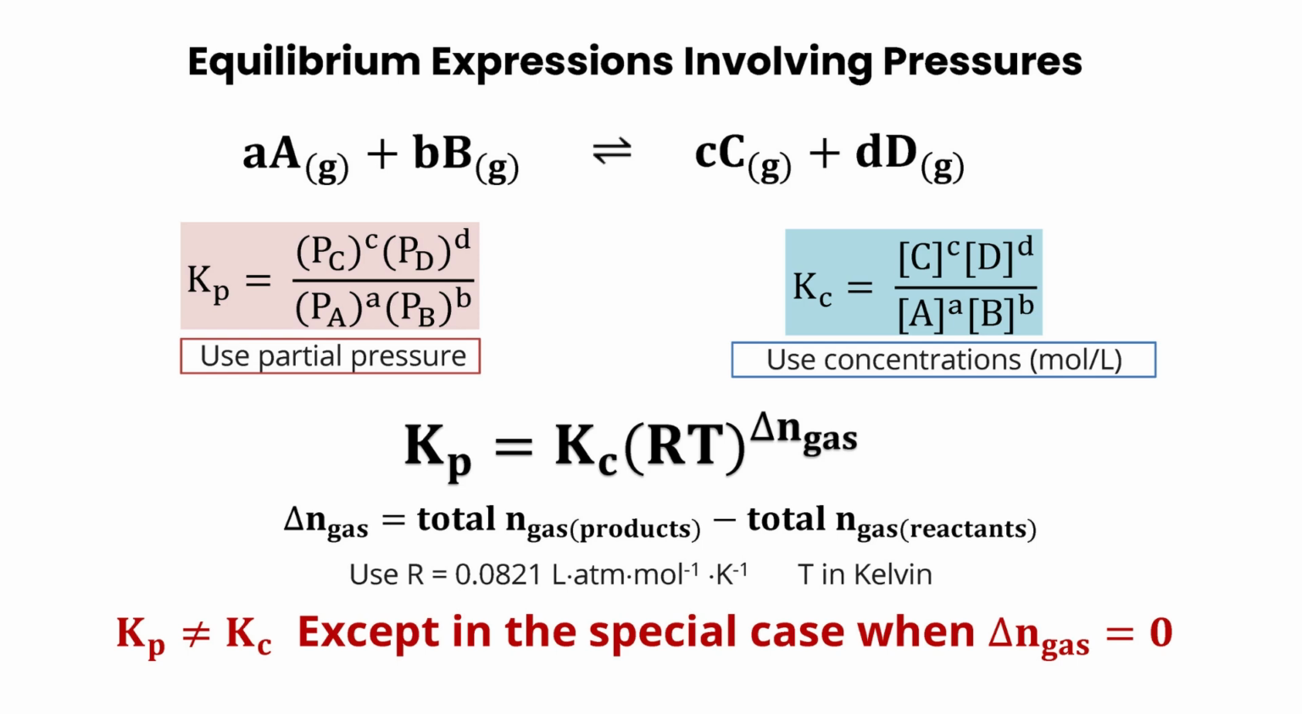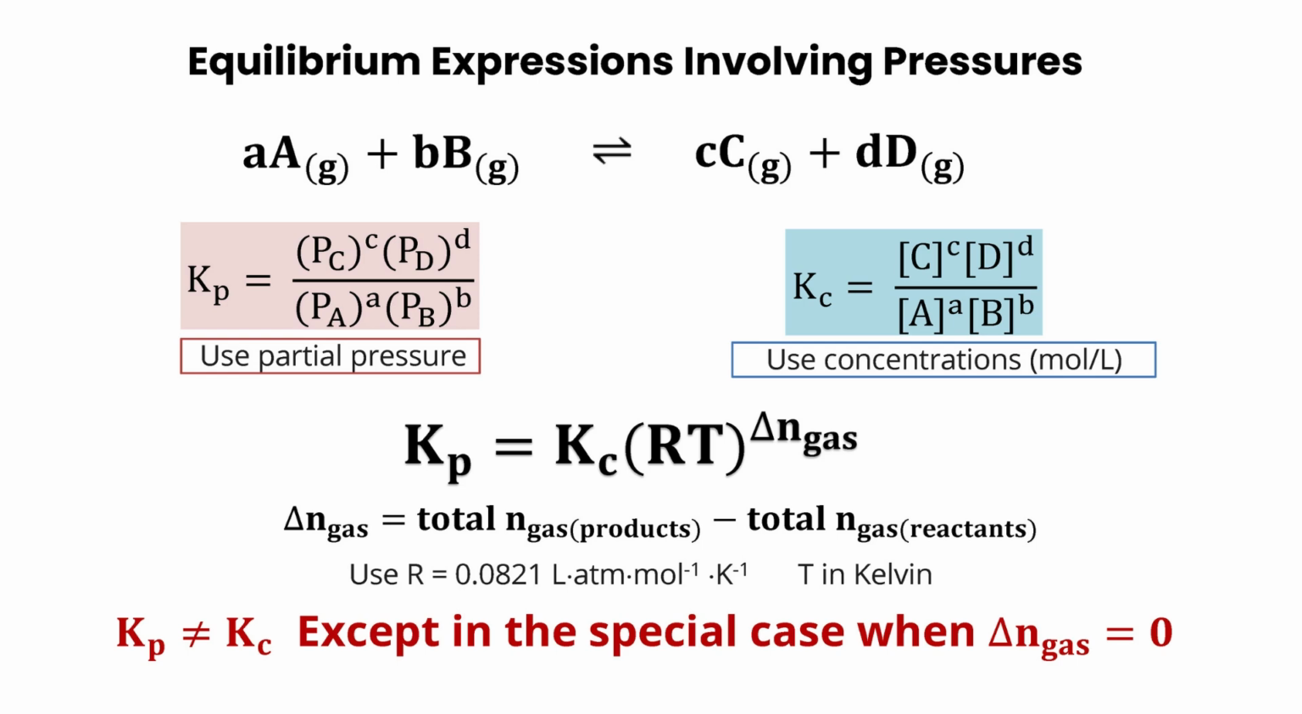Is there a link between Kp and Kc? There is. Kp equals Kc times (RT) raised to the power of Δn gas. R is the ideal gas constant, T is temperature in Kelvin, and Δn gas is the change in the number of moles of gas between products and reactants. So total moles of gas products minus total moles of gas reactants. So Kp only equals Kc if the number of gas moles doesn't change in the reaction, when Δn gas is 0.